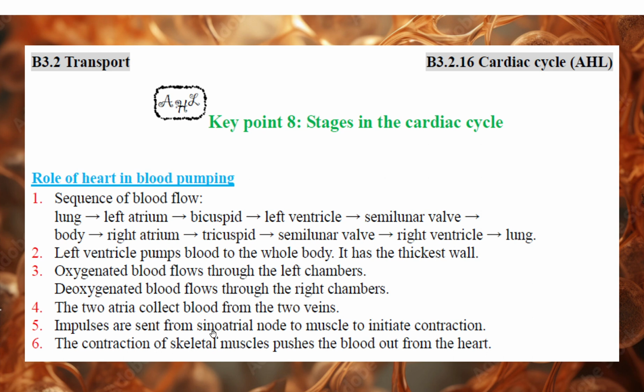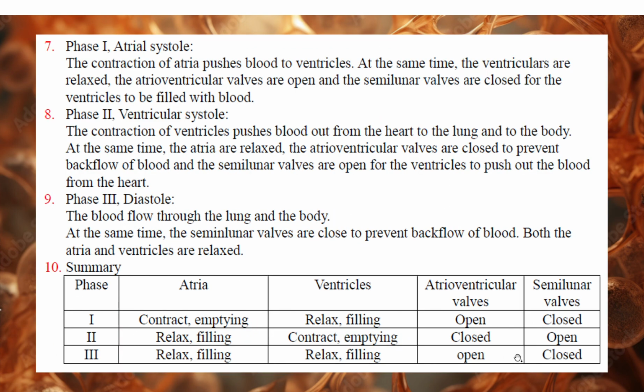Impulses are sent from the sinoatrial node to the muscle to initiate contraction. Contraction of cardiac muscle pushes the blood out from the heart. So we have three phases. Phase one, atrial systole. The contraction of the atria pushes blood to the ventricle. At the same time, the ventricles are relaxed. The atrioventricular valves are open and the semilunar valves are closed for the ventricle to be filled with blood.